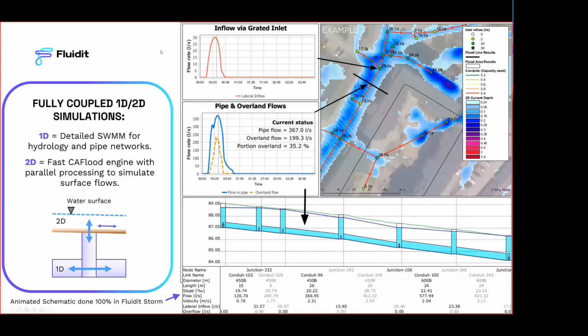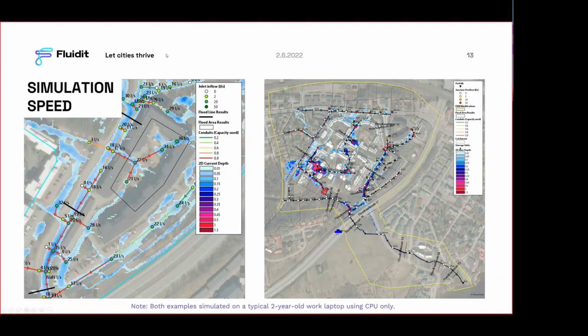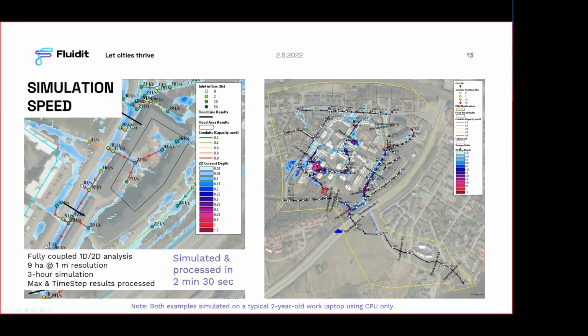Then let's look at some simulation speeds. So on the left, we've got the example you just saw, the fully coupled simulation. Just for some stats, it was a 9-hectare area at 1 meter resolution and 3 hours, recording max results and time step results. So that thing simulated in 2 minutes and 30 seconds. So that's a rather fast simulation. So the rule of thumb, we all like rules of thumb: you could say 10 to 20 seconds per hectare at 1 meter resolution, roughly.